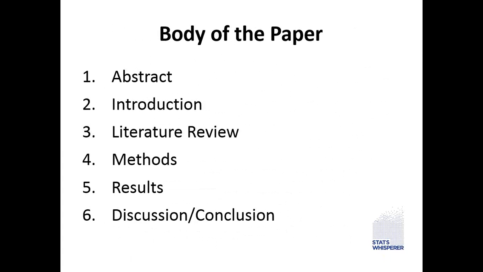So the body of the paper. This is a popular generalization of what the body of the paper should include. 1, the abstract. 2, the introduction. 3, the literature review, followed by 4, the methods, then 5, the results, and 6, the discussion/conclusion. That's a slash because sometimes there's a conclusion and sometimes there's not. Sometimes there's discussion, sometimes there's not. But many times there's both, so we'll put both together.